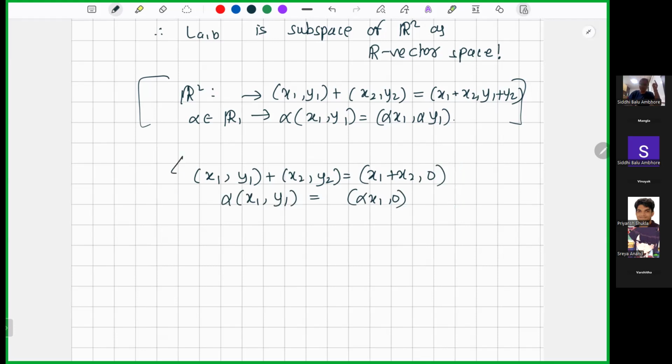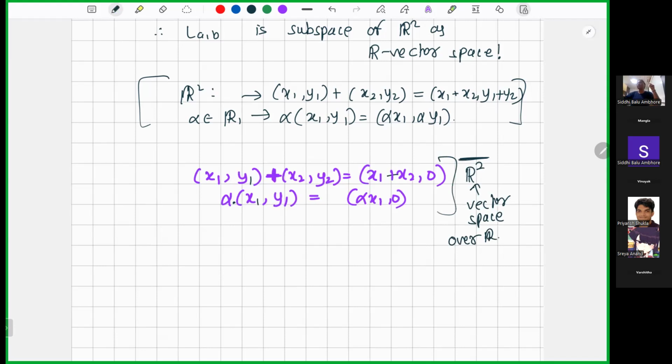You can check, okay? Under this addition and this scalar multiplication defined like this, this will still give me a vector space structure on R2. Maybe I can call it R2 bar. This is very bad notation, but this is again a vector space over R. You can check that.